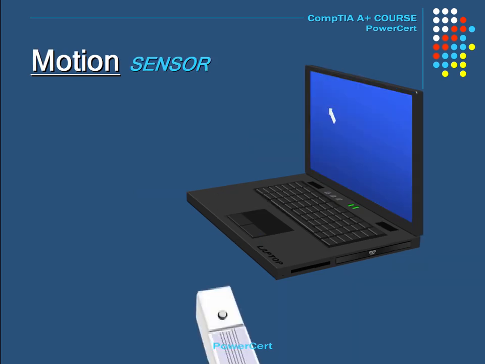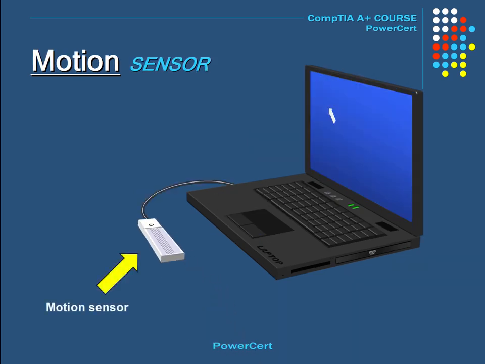Another type of input device is a motion sensor. And a motion sensor records your hand movement in mid-air without making any physical contact with the device. A motion sensor would also typically connect to your computer using a USB cable.